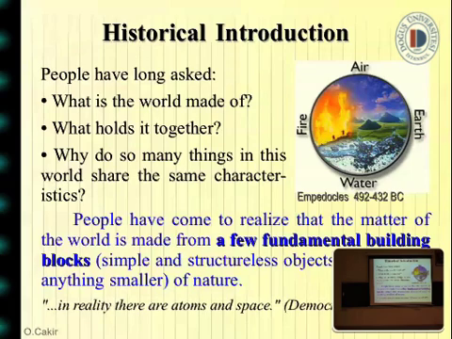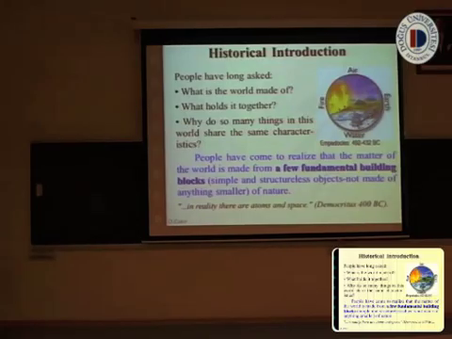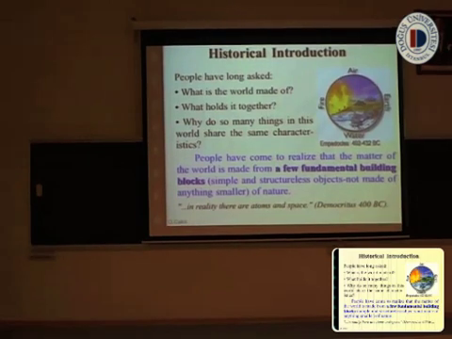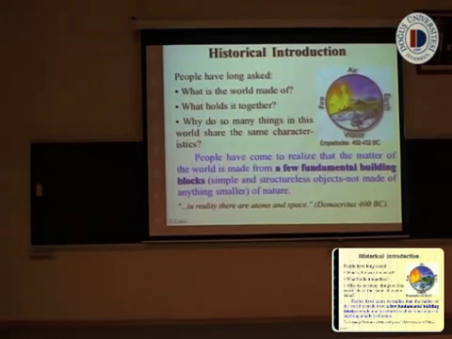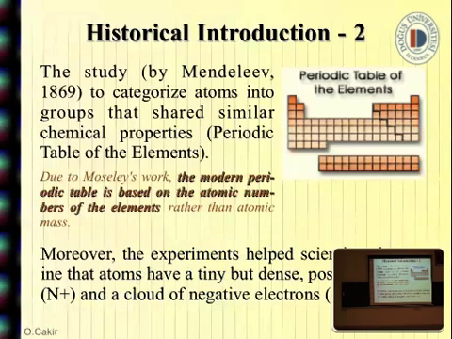Then people came to realize that the matter of the world is made of a few fundamental building blocks, which we call today elementary particles. Democritus in 400 BC says in reality there are atoms and space. This is another view for the structure.